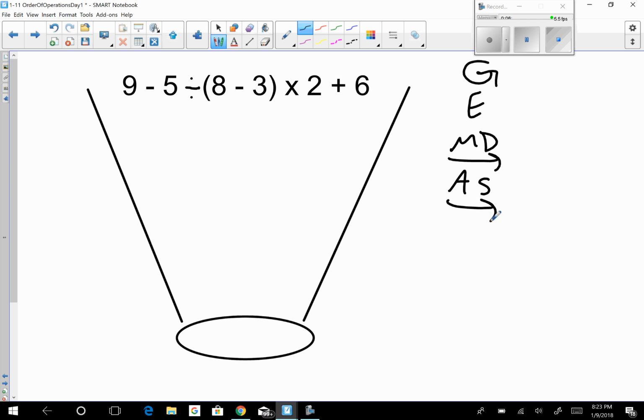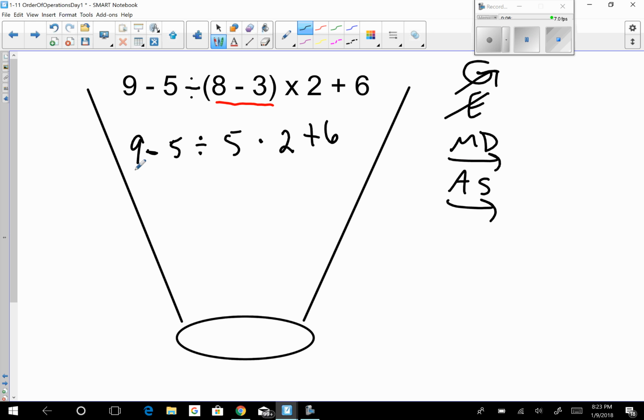So grouping. Do we have any grouping? Yes, right here. And again, you're underlining the part that you are solving each time. So 9 minus 5 divided by, and what is 8 minus 3? 5, okay, times 2 plus 6. So we're done with grouping. Cross it off. Do we have any exponents? No. Cross it off.